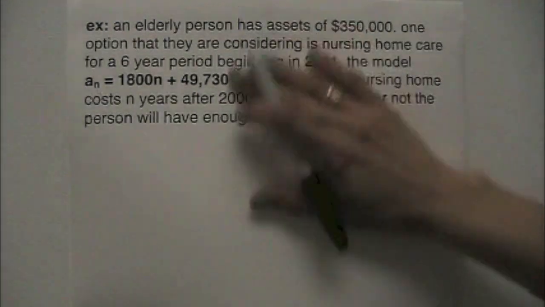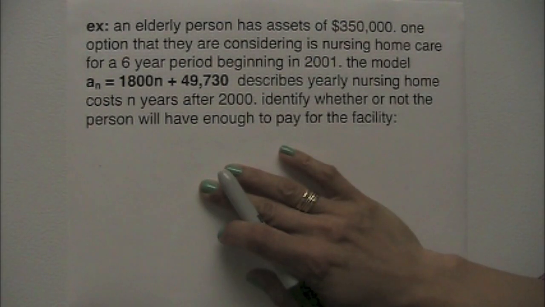This example says, an elderly person has assets of $350,000. One option that they are considering is nursing home care for a 6-year period beginning in 2001. The model A sub n equals 1,800n plus 49,730 describes yearly nursing home costs n years after 2000. Identify whether or not the person will have enough money to pay for the facility.